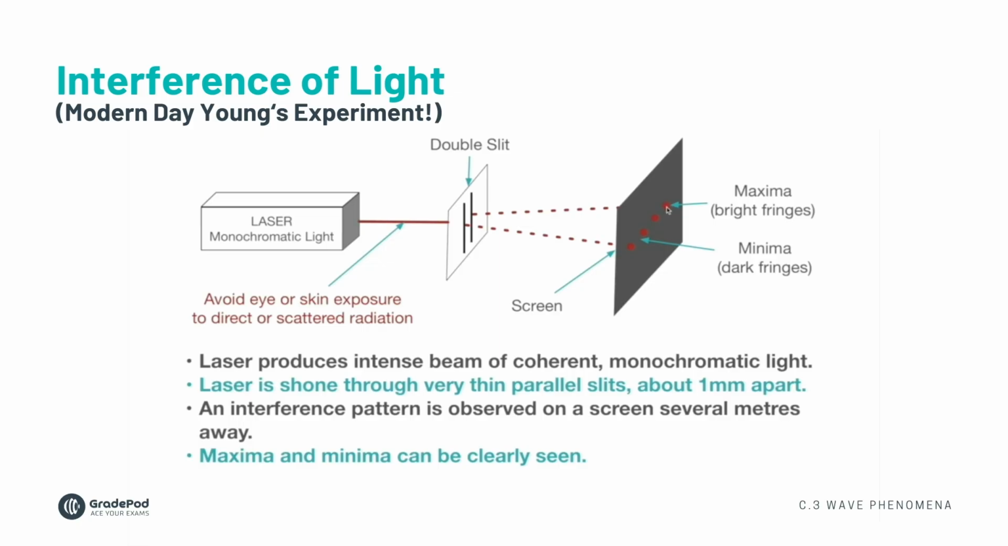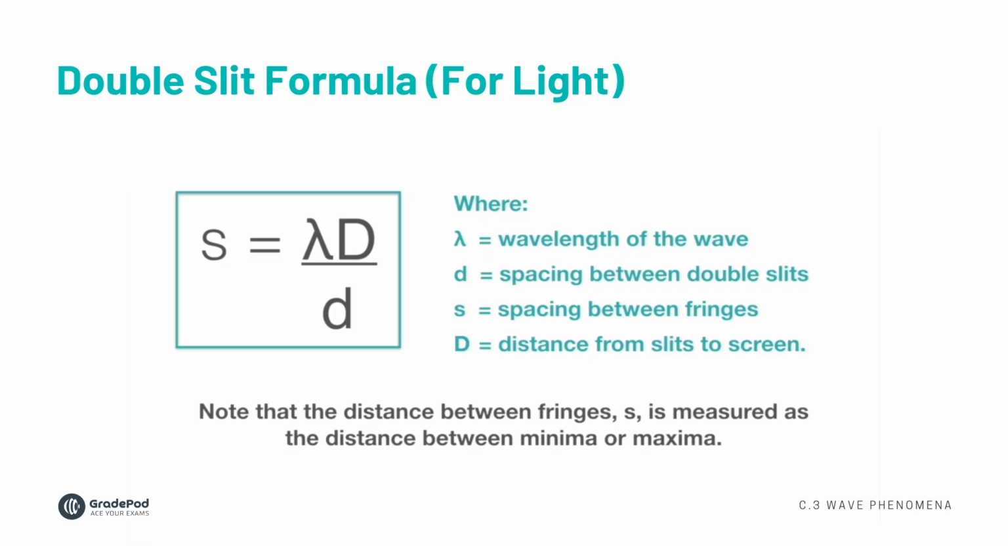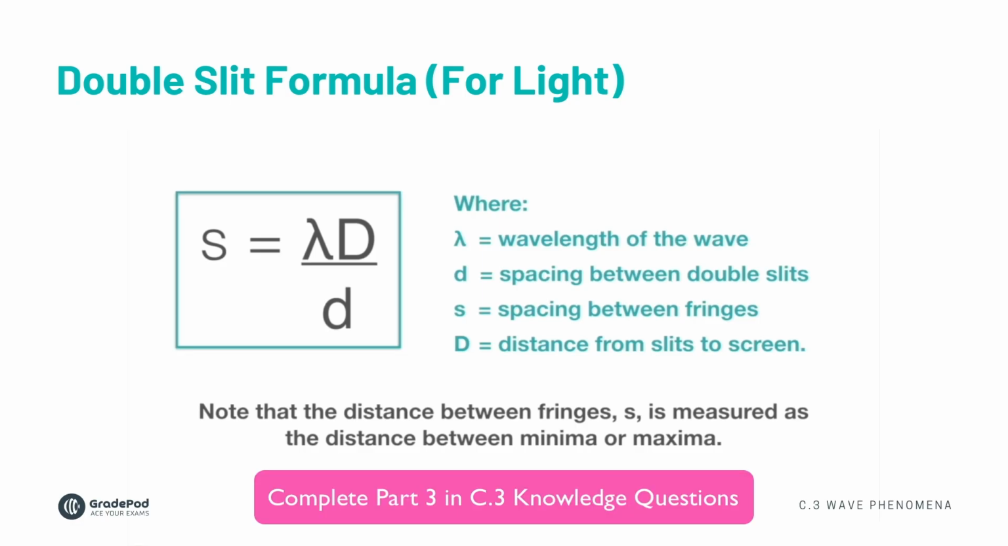The maxima fringes are the bright dots where constructive interference is taking place, and the very dark areas are where destructive interference is taking place. This setup allows us to find the wavelength of light that's been projected through the double slits. You're very lucky because in the old IB syllabus, you used to have to be able to derive this equation through algebra, but that is no longer necessary. What you do need to know is how to use this formula and that it relates to the double slit interference experiment. So we have s equals lambda D over d.